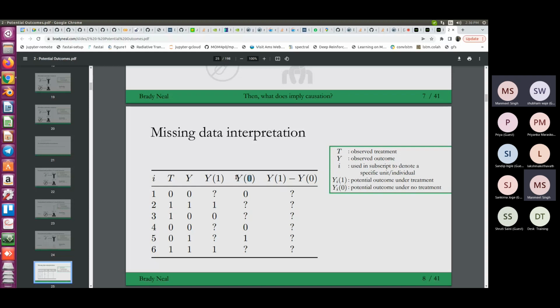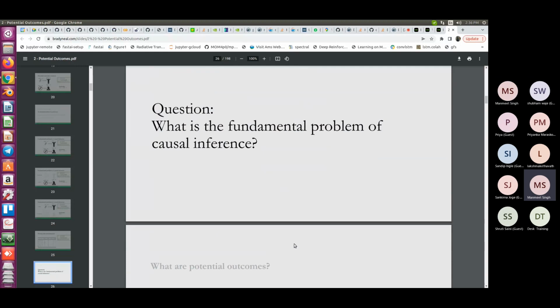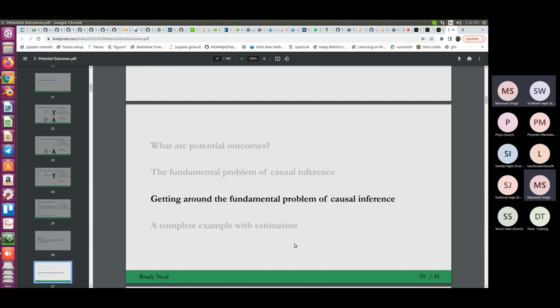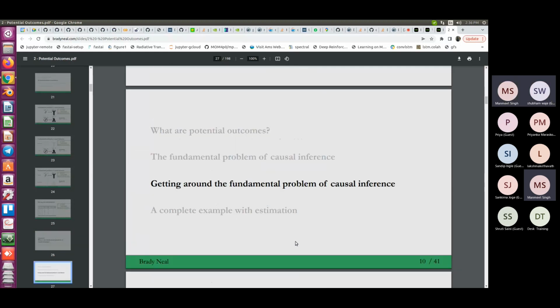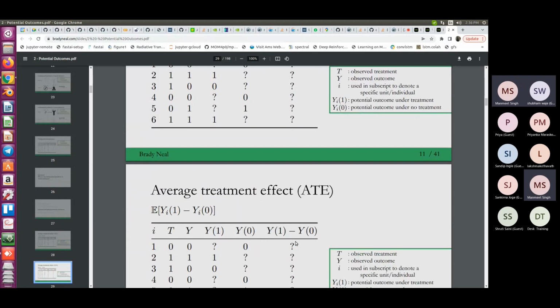So when you are giving the treatment, you can measure that number, or you can measure the state of that person or that system. But for example, if you give the treatment, you cannot measure what would happen if you did not give the treatment. So y1 minus y0 is difficult to find out. And this was the fundamental problem of causal inference. How would you get around this problem?